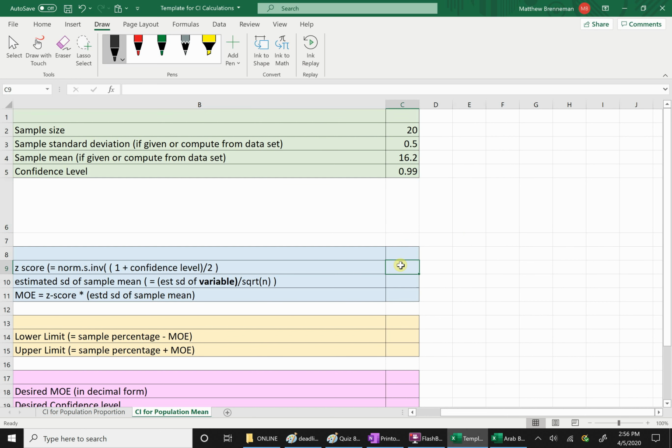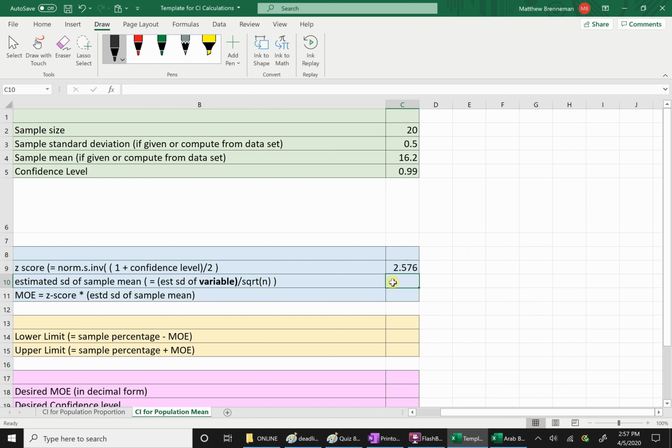Now the cool thing is that the z-score is computed exactly the same way. Okay, so again, I'm going to use NORM.S.INV because that's the easy way of doing this, right? And I'm going to use exactly the same command I did for the population proportion confidence interval. 1 plus the confidence level, the entire quantity. So notice I have that 1 plus the confidence level enclosed in parentheses, right? Divided by 2. And then we find out that that z-score is 2.576.